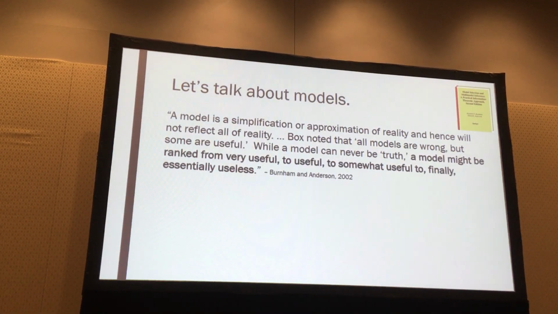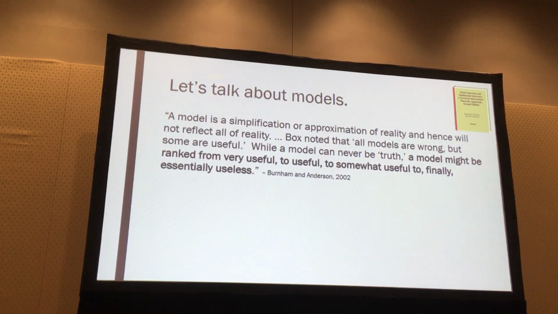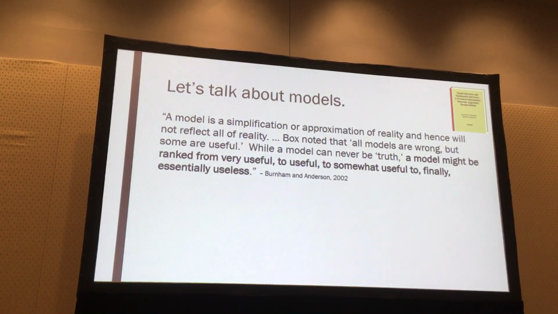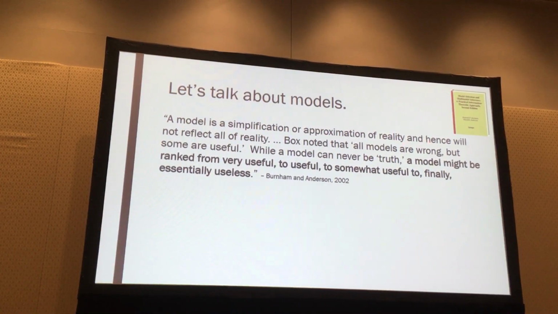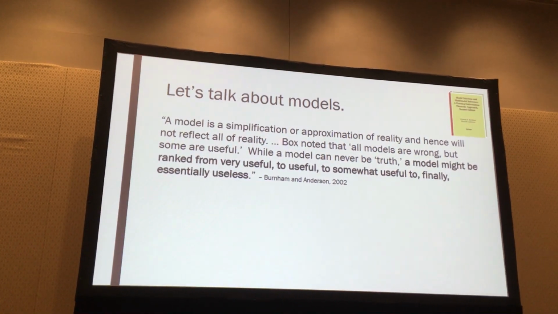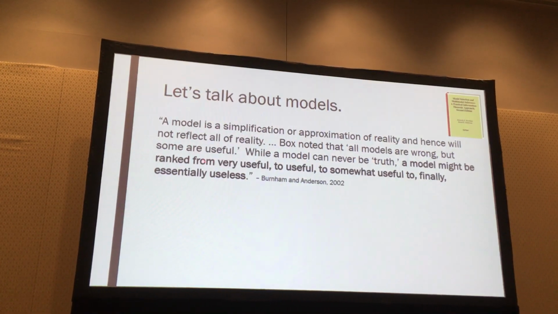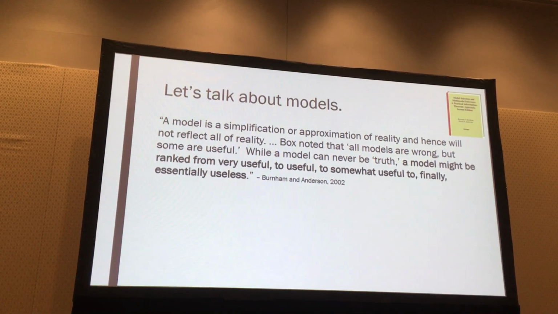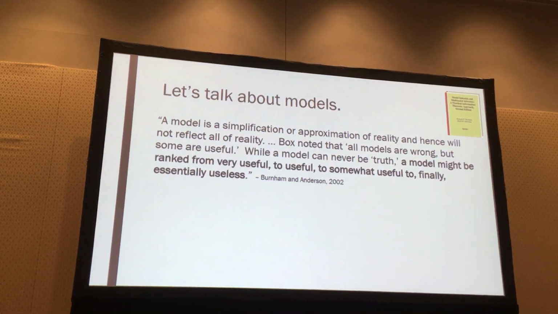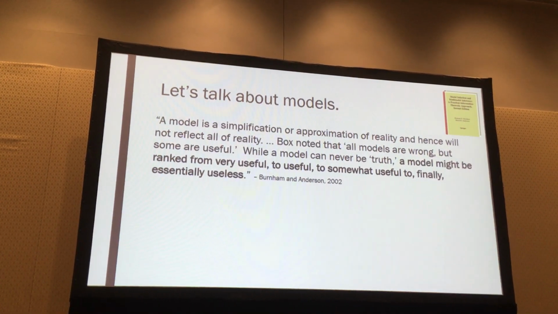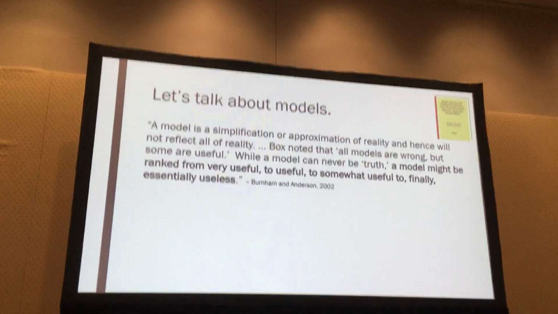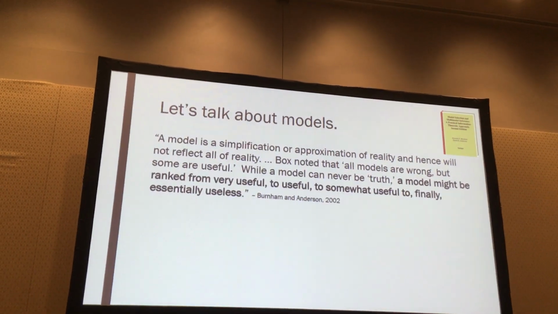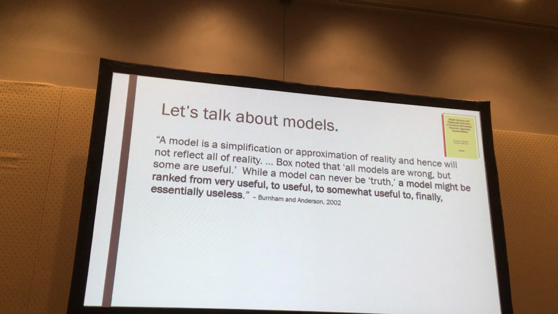So first, I want to talk about this quote from Burnham and Anderson. This is a book that we've all read, right? Okay. So a model is a simplification or approximation of reality and hence will not reflect all of reality. Very famous quote. Fox noted that all models are wrong, but some are useful. While a model can never be, quote, truth, emphasis added by me, a model might be ranked from very useful to somewhat useful to finally essentially useless. And this is sort of the backdrop of how we generally choose our models. We rank them in terms of what we think is most useful to least useful.